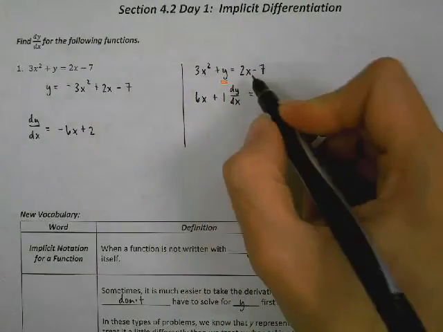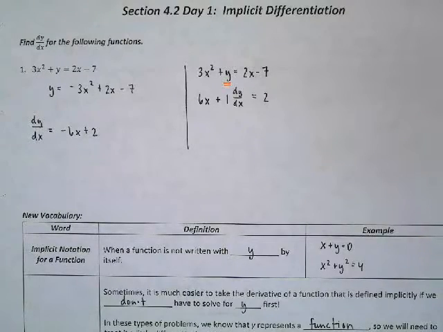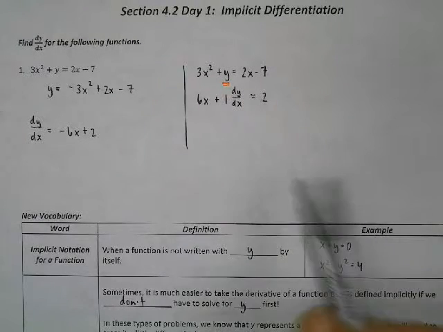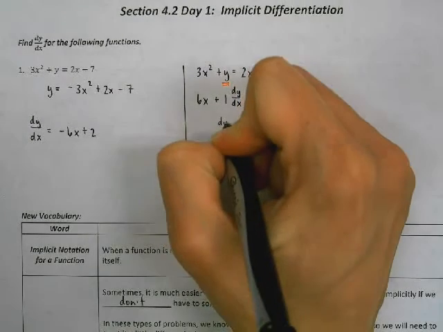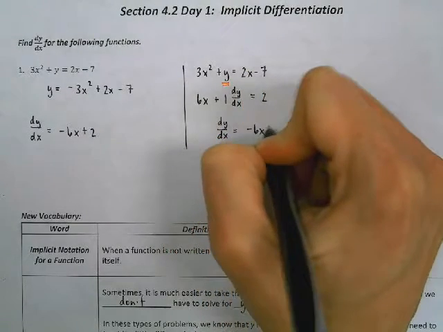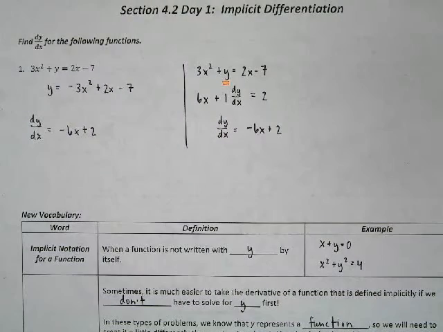Now on the right-hand side, the derivative of 2x is just 2, and the derivative of negative 7 is 0, so that drops out. So now I want to get all my dy dx's on one side of the equation. In this case, it's pretty easy. I'm just going to subtract 6x from both sides. So I'll get dy dx equals negative 6x plus 2. And you can see that either way we take the derivative of that function, we get the same answer.